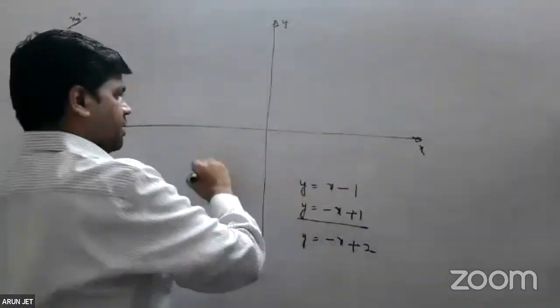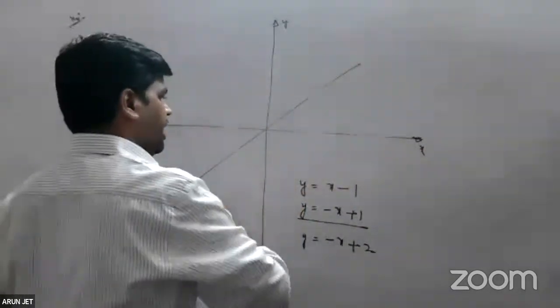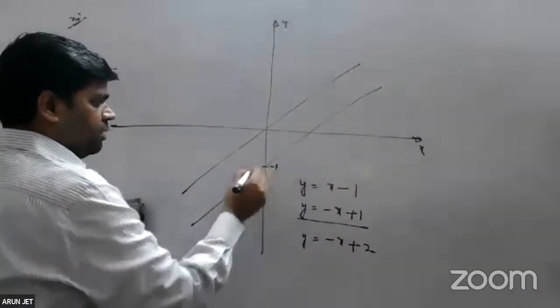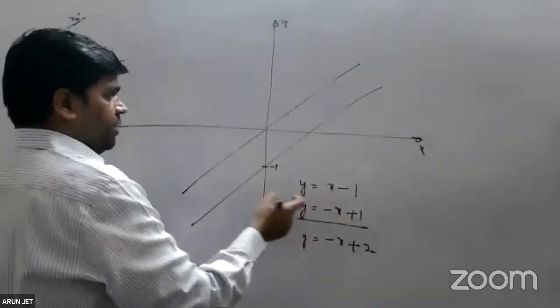y is equal to x minus 1. So this is -1. Minus x plus 1.